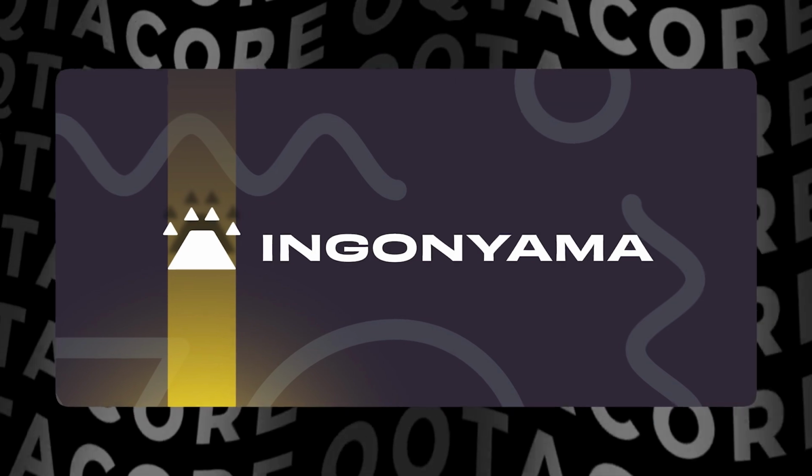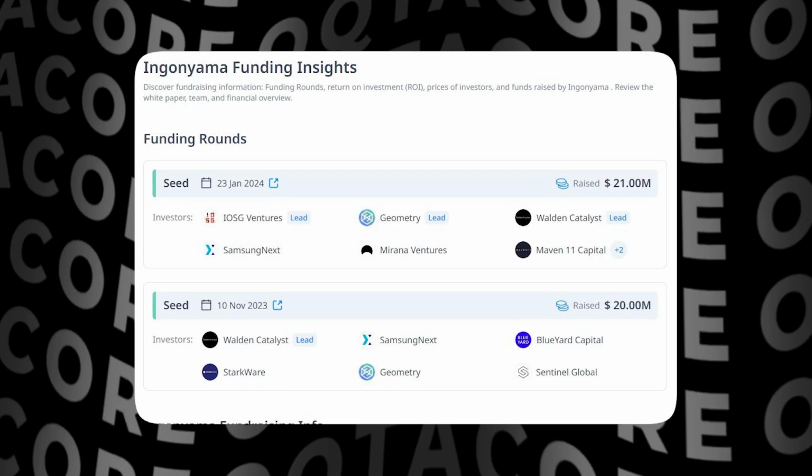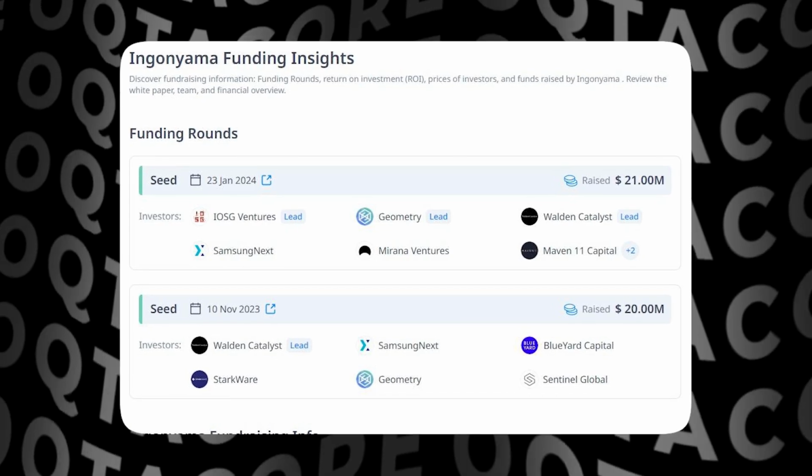Ingonyama is a next-generation semiconductor company focusing on zero-knowledge proof hardware acceleration. Using a broad multidisciplinary approach and a deep understanding of the ZK landscape, they focus on finding and solving computational bottlenecks in ZK proofs. Ingonyama has raised $41 million in 2 funding rounds.